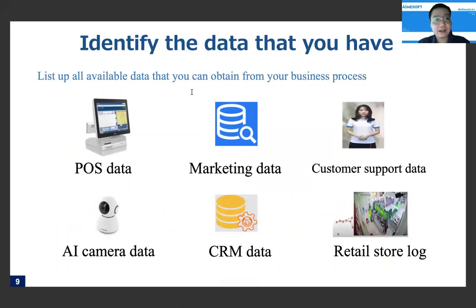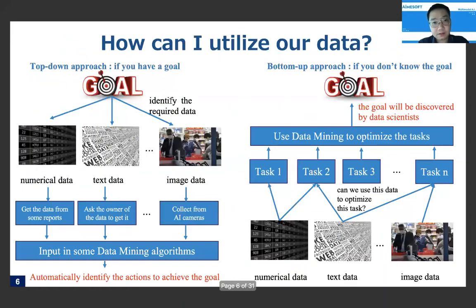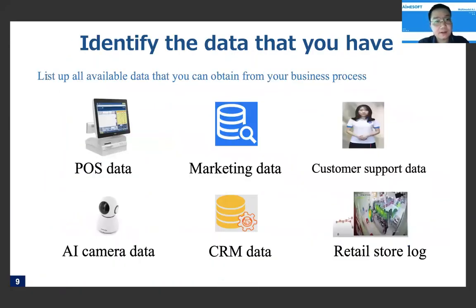So first, in the top-down approach or bottom-up approach, you need to identify the required data and identify the data that you have. So first, you just need to list all available data that you can obtain from the business process. For example, from the POS system, from marketing data, from customer support data, from AI camera, from CRM or retail store log.